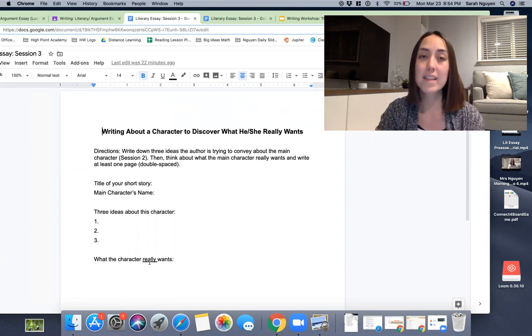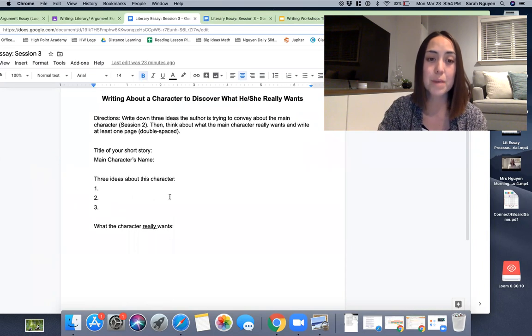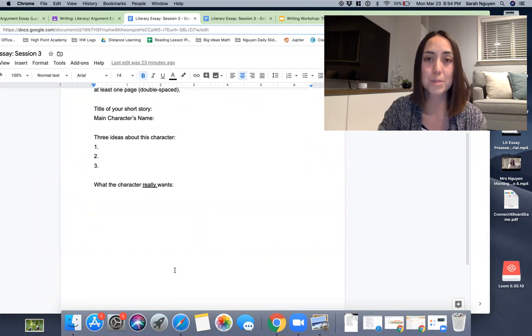And then our lesson today, what does the character really want? What is the real motivation for acting the way that he or she does? And here we go. This is going to be about 1 page, double space.